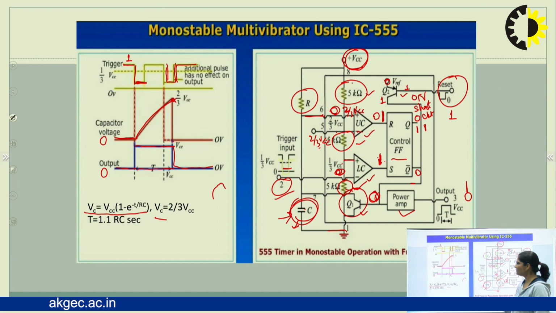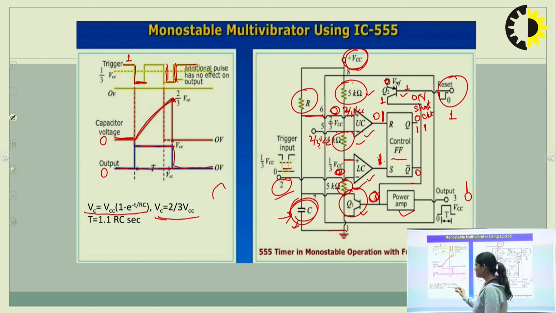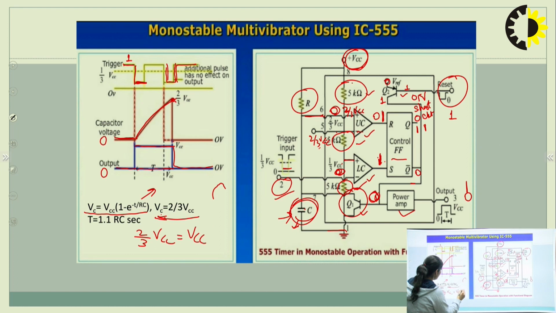So the highest voltage is 2/3 VCC for charging this capacitor. VC is equal to 2/3 VCC. Put this value in this equation. VC is equal to 2/3 VCC, which is equal to VCC (1 - e^(-T/RC)), where you can consider capital T. Now VCC cancels out. Find here the value of T.